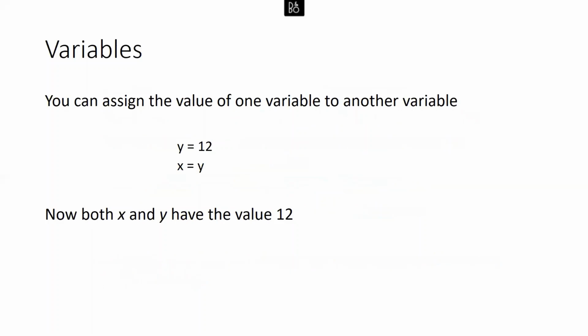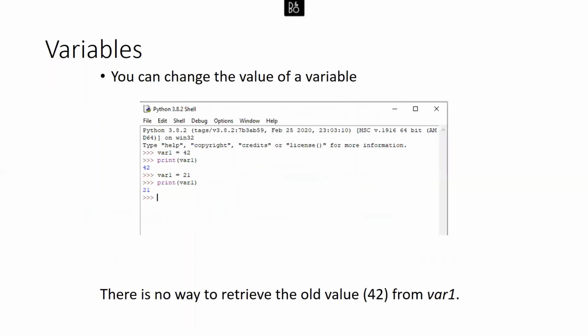You can assign the value of a variable to another variable. Here you see y getting assigned the value 12. And in the next line of code, you can see x being assigned the value of y. And as y has the value 12, you now assign 12 to x. You can also change the value of a variable. Here we first assign 42 to var1. Then we assign a new value to it, 21. After that assignment, the 42 can't be recovered again. It's been completely overwritten.